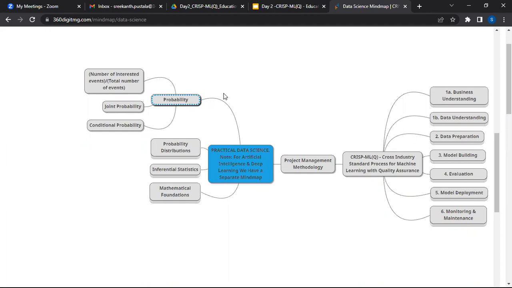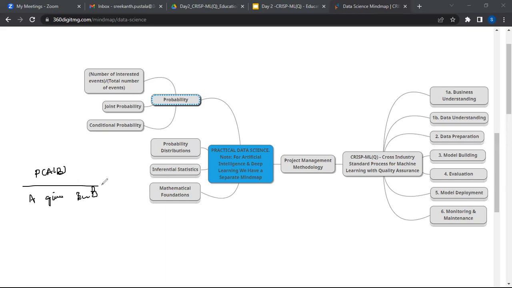For example, conditional probability can be taken as P(A|B), the probability of an event A occurring given the event B. Okay, event A occurring given the event B.